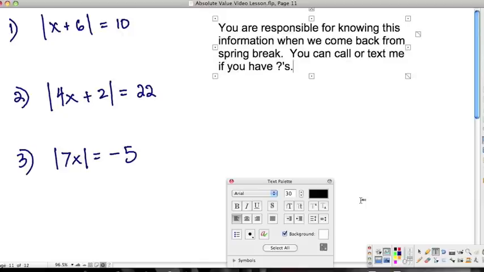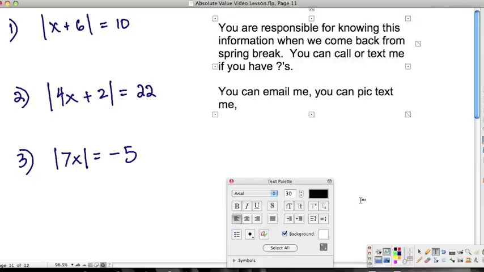If you have any questions about this lesson, you can watch it again, you can call one of your friends, you can write on the blog on the website, or you can call or text me, and I will answer your questions. Now, that's 3 problems that you have for your assignment, okay? 3 problems certainly isn't a lot. You can email me the problems, you can picture text me the homework, or you can wait.